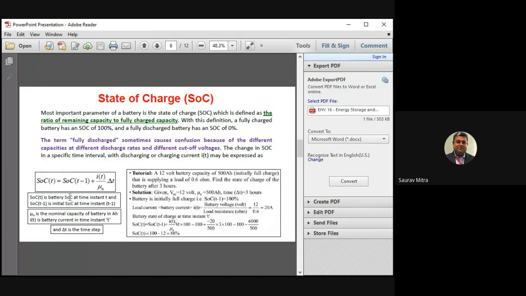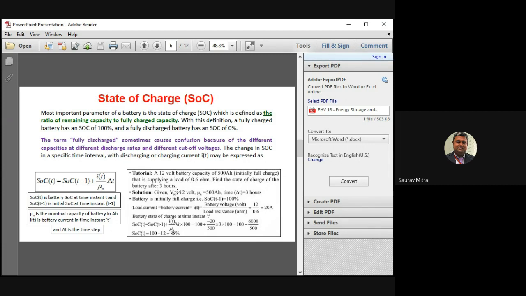SOC T is the battery SOC at the time instant T. That means after a certain time, so let's say 1 minute, 2 minute, 1 hour, 2 hour, how much is the current SOC? This is after discharge, so maybe 70%. The initial SOC was 100%. SOC T minus 1 is the initial SOC. Mu1 is the nominal capacity. IT is the battery current at time instant T. Delta T is the time step.